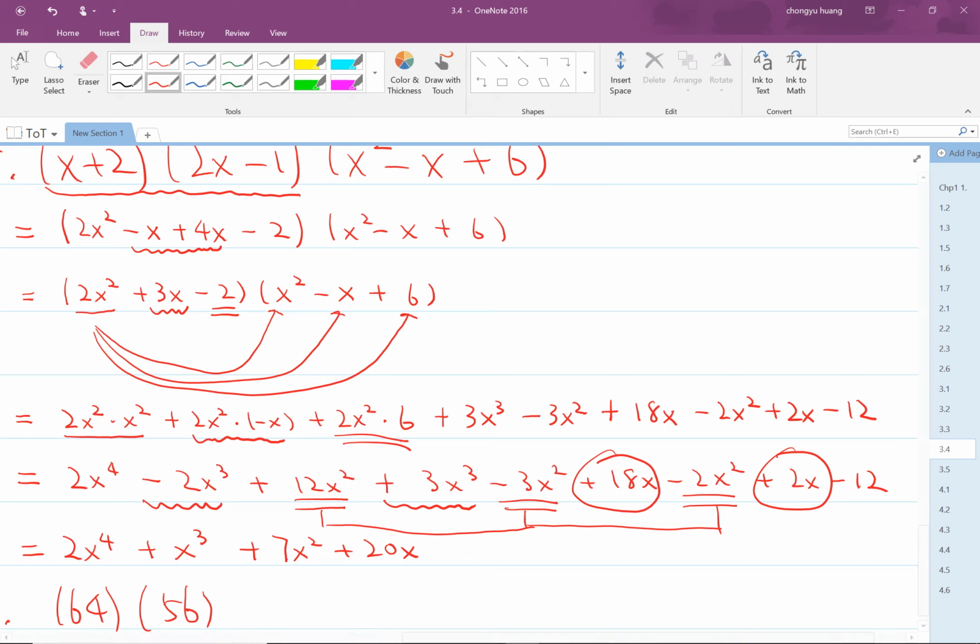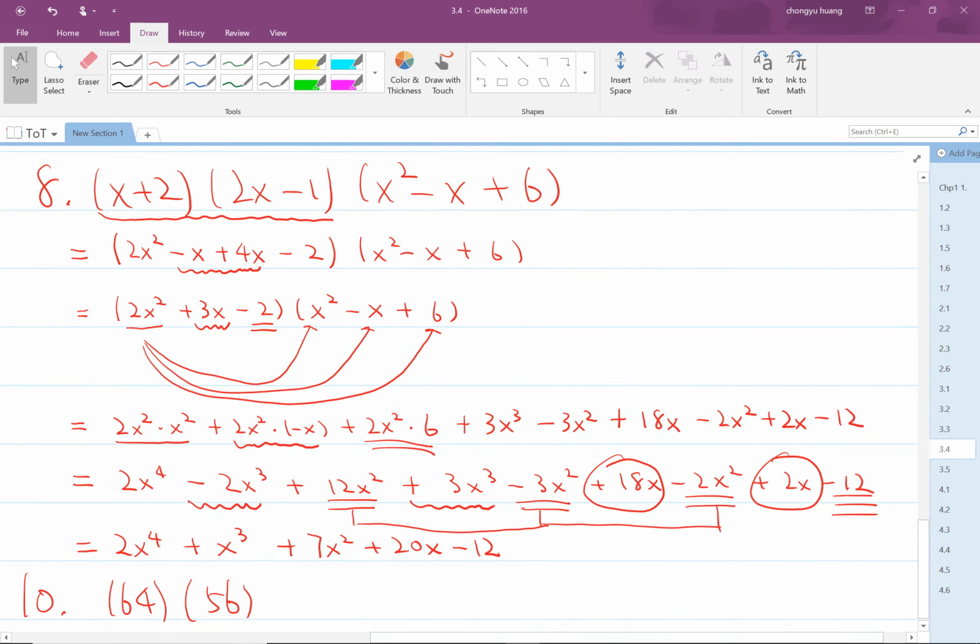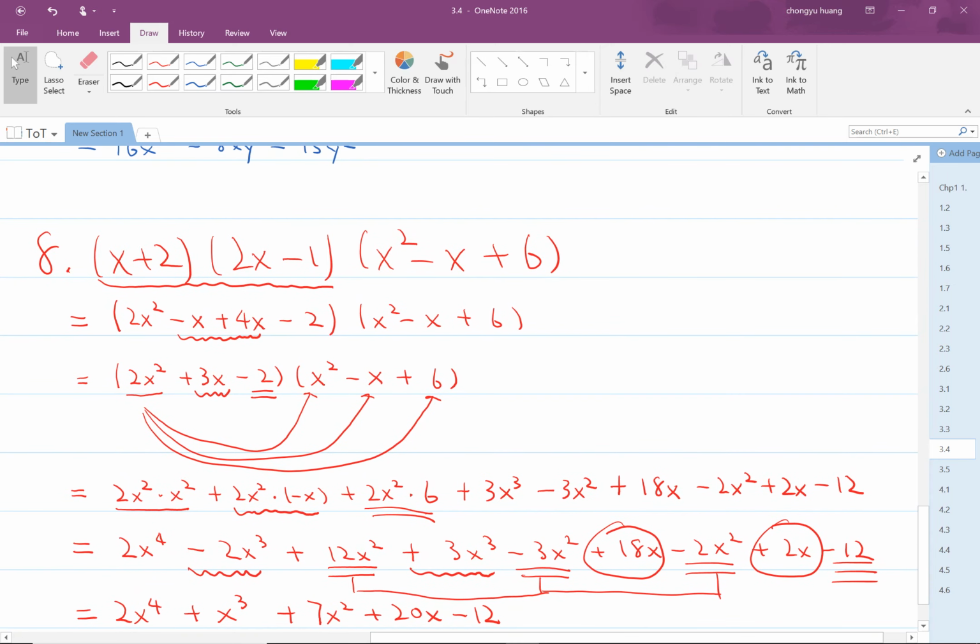And then the last thing you have to keep in mind is the integer, which is negative 12. We cannot simplify the integer anymore, because the integer only has one term. So you just write down negative 12 and then we are done with question 8. Those are all the steps.